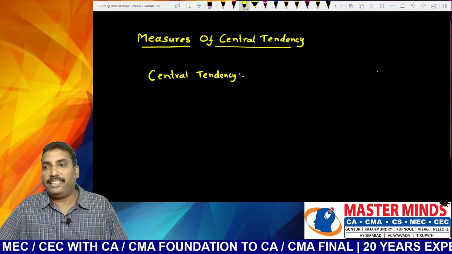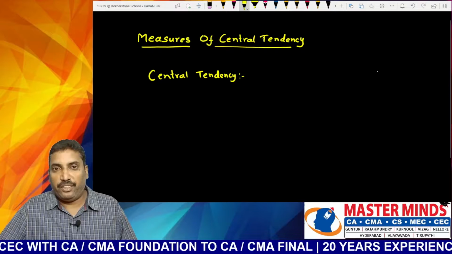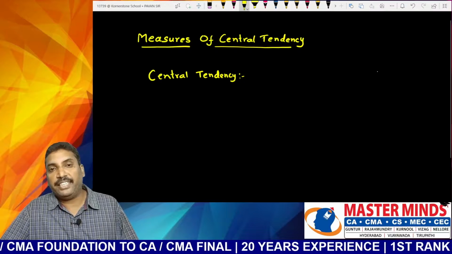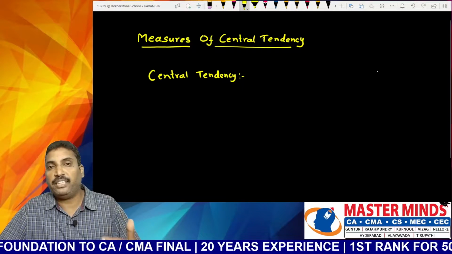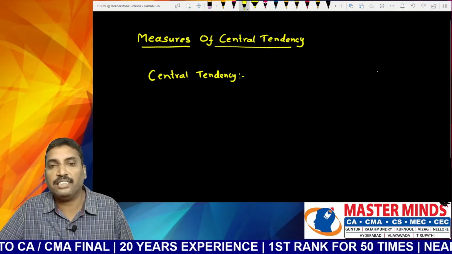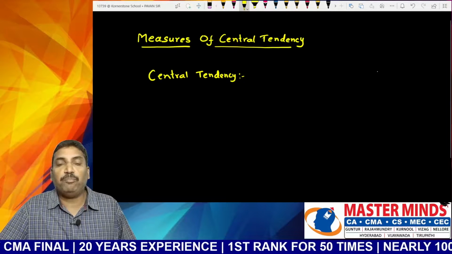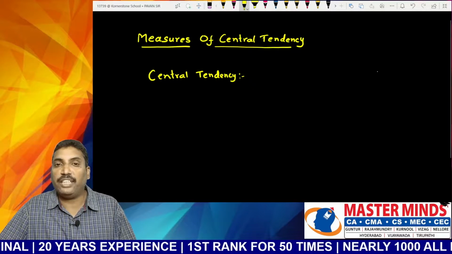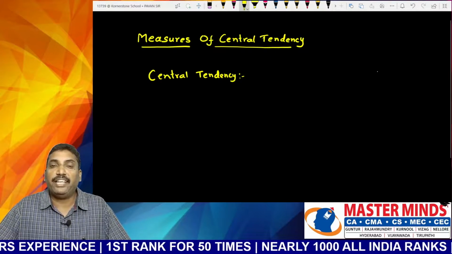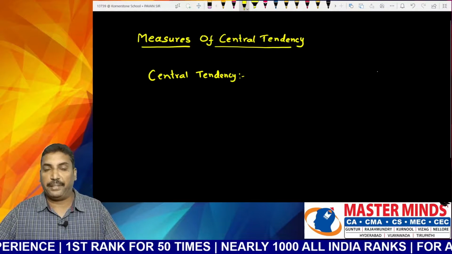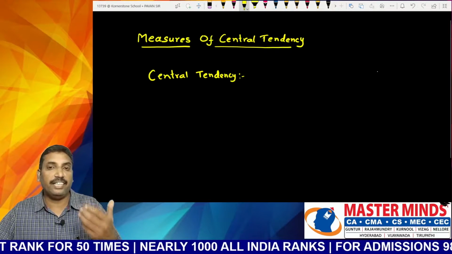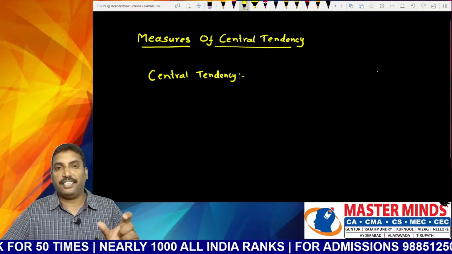Suppose you want to describe the economic development of a country. Instead of saying how the country developed in the agriculture sector, the industrial sector, the service sector and other sectors, we represent the development with a single value, that is the GDP value. With that single value, we can get an idea about the development of that country. Similarly, by seeing that value, we can get some idea about the data. That value we call a central tendency value.